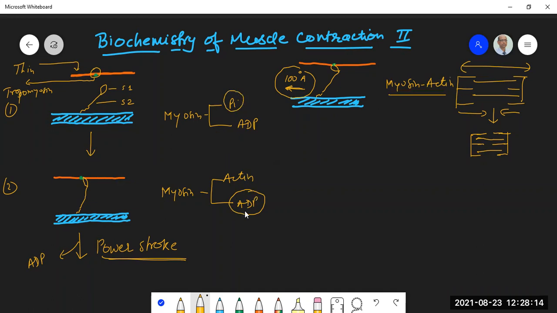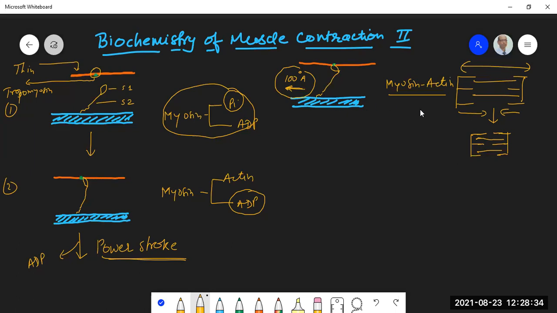Because I told you they get hydrolyzed beforehand, but the energy liberated is not released. It is there in this complex. The energy is liberated only when the muscle gets contracted, that is, when it is coupled to the work done. This is to avoid the wastage of energy.